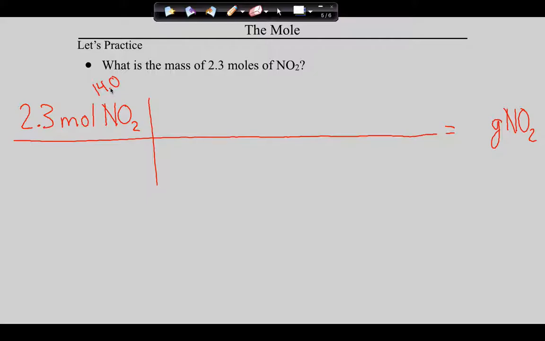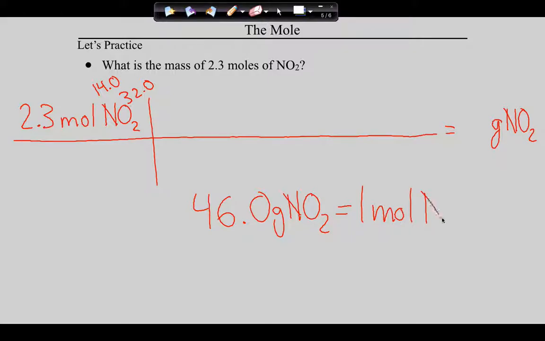16.0 times 2, 32.0. Now guys, we add those up and I get 46.0. Please don't write this down, but check this out. That means 46.0 grams of NO2 is equal to 1 mole of NO2. That's what we just figured out. Now let's bring our dimensional analysis skills to bear on this.